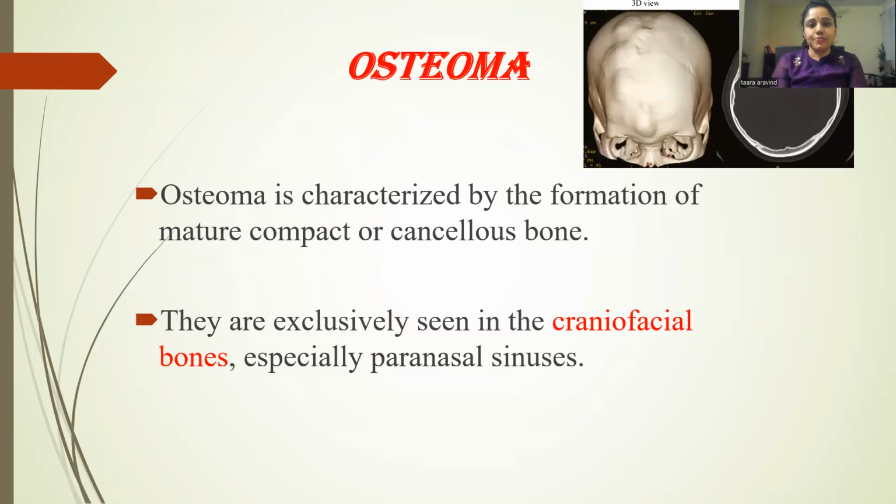Coming to osteoma. Osteoma is characterized by the formation of mature compact or cancellous bone. Excessive formation of mature compact or cancellous bone. They are exclusively seen in the craniofacial bones, especially in the paranasal sinuses.